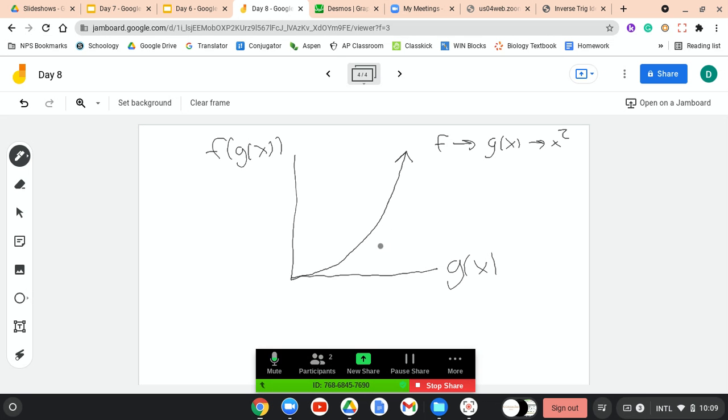Gotcha. So even though the idea of making a function your input might seem weird, I hope the idea of graphing f of g of x with respect to g of x will just produce whatever the function f is. Yeah, that makes perfect sense.